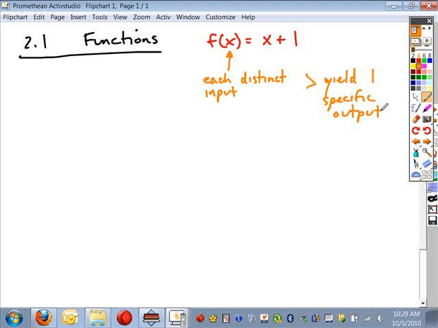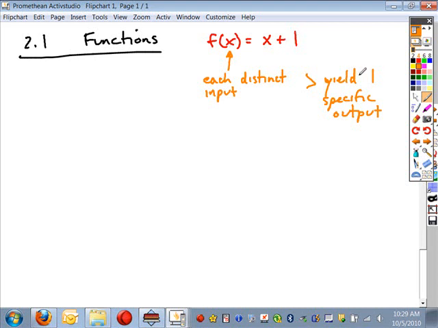Okay, so notice I use the words distinct and then specific. Distinct means that for any different number that you plug in for x, you're going to get one value out of it, and that value is always going to be the same. It'll never change. So if I plug in, let's say, the number 7 here, no matter how many different times I plug in the number 7, you're always going to get the same output.